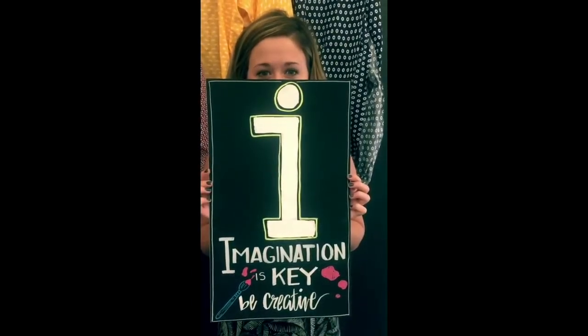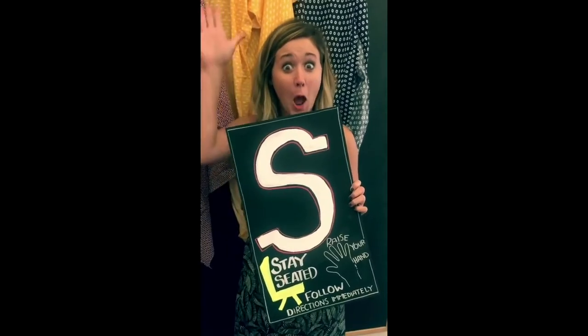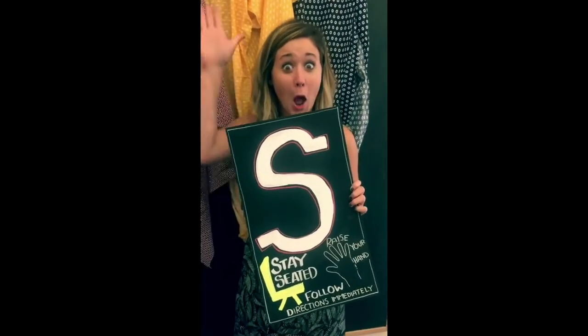I is for imagination. Imagination is so important in art class. Be creative, try new things, and solve problems using your imagination. The S in artist is for stay seated. Raise your hand and follow directions immediately. It is important that you do these things so that art class can run smoothly. And we only have 1 hour of art class a week, and we need to use our time super wisely. So it's very important that you stay seated, you raise your hand, and you follow all directions immediately.